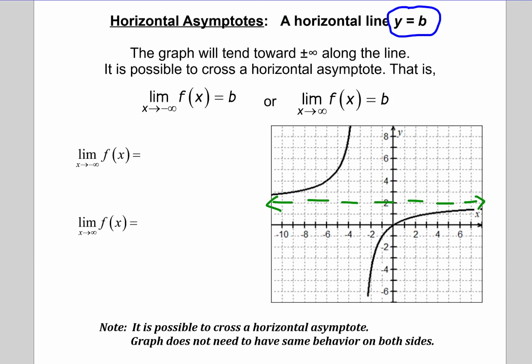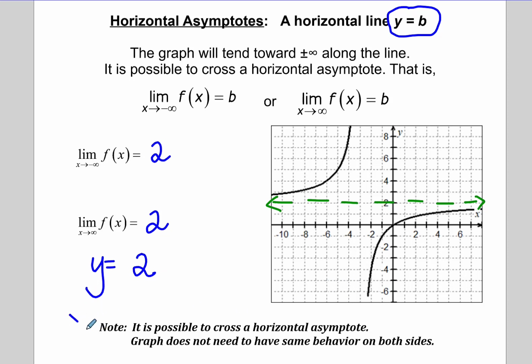So when a graph tends toward positive or negative infinity along a line, then we're going to say that y equals 2 is our horizontal asymptote. So the limit as we approach negative infinity on the graph of f is heading to +2 in either direction. So y equals 2 is the horizontal asymptote.